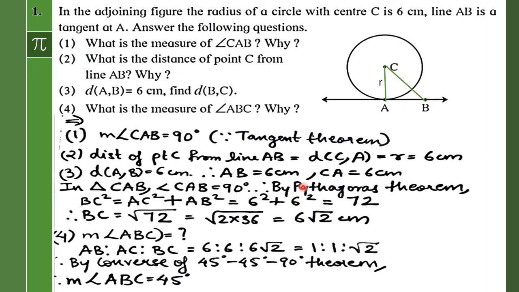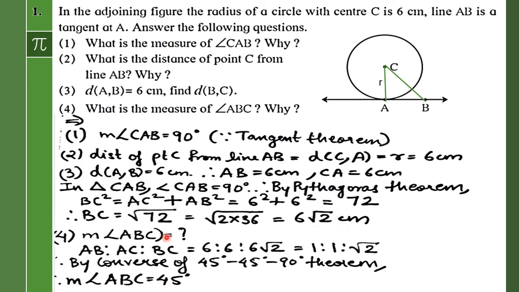If you don't know the Pythagoras theorem, I think you should know it because you have been learning it since 7th standard, but still if you want to know the proof of the Pythagoras theorem, then do watch my videos on the chapter Pythagoras theorem. You will get clarity of the concept. Now BC square is 72, so BC is square root of 72. Square root of 72 is square root of 2 into 36, so that is 6 root 2 centimeters. That means BC is 6 root 2 centimeters.